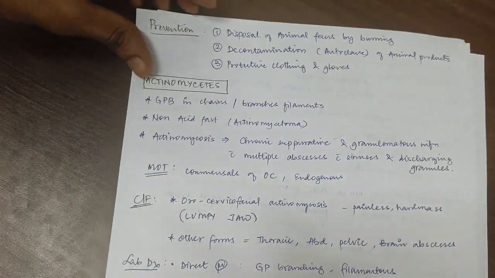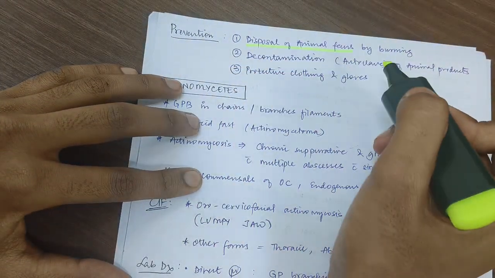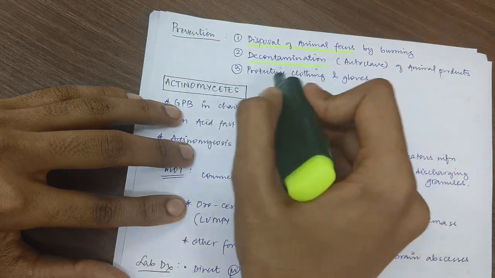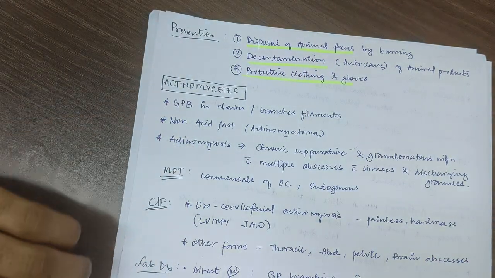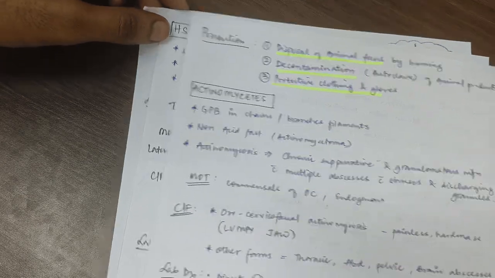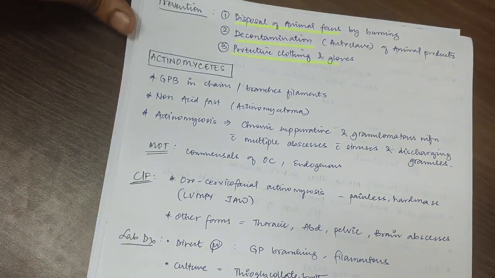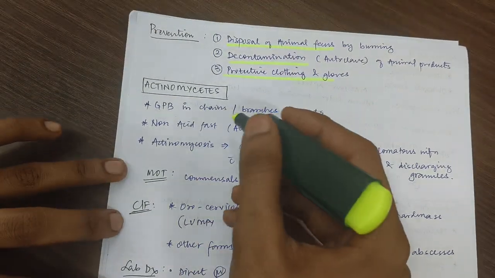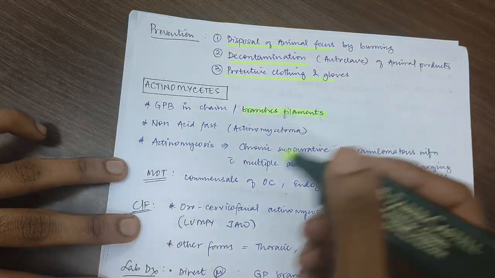Coming to the prevention of this, you are going to dispose the animal feces particles by burning, then decontamination, protective clothing and gloves. Okay, actinomycetes. What is actinomycetes? Actinomycetes is a gram positive bacilli in chains or branching filaments. You are going to see branching filaments.